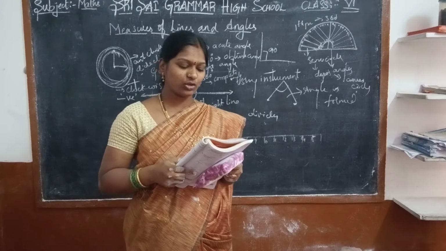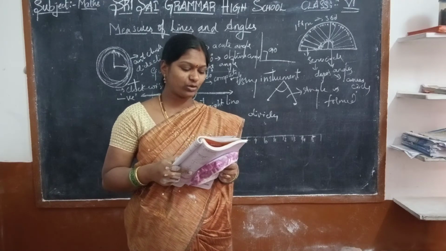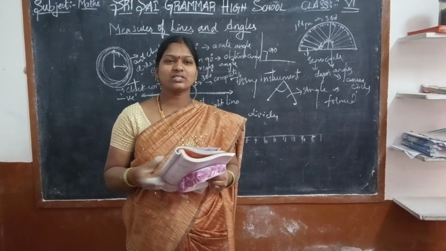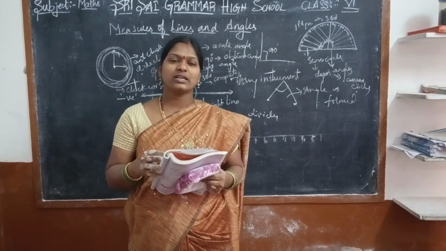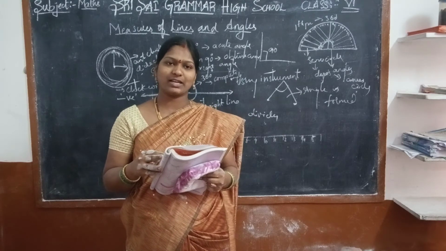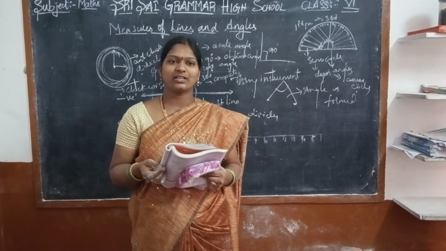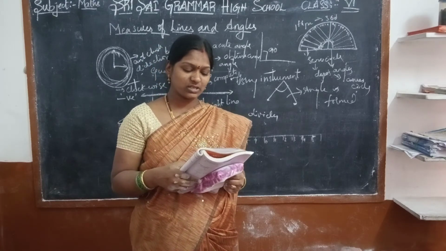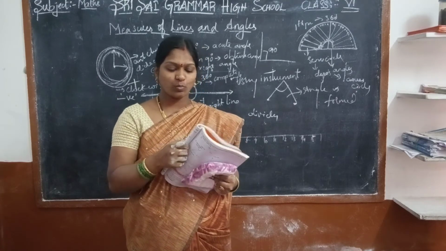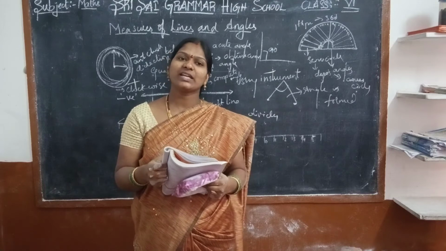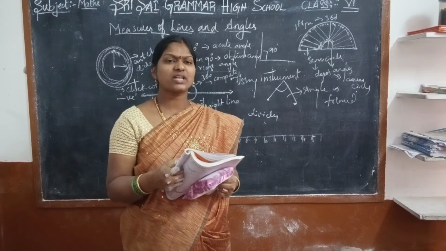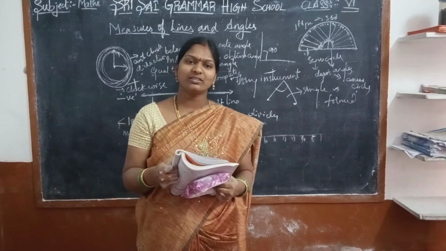The angle is acute if it is measured smaller than the right angle, that is, if it is less than 90 degrees. So, if it is smaller than that of a right angle, it is said to be acute. The angle is obtuse if the measure is more than 90 degrees and less than 180 degrees. 180 degrees is nothing but a straight line.